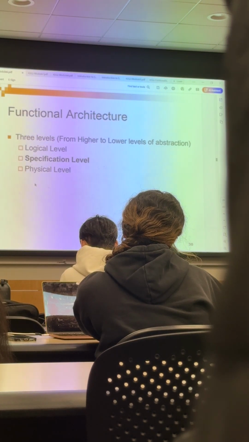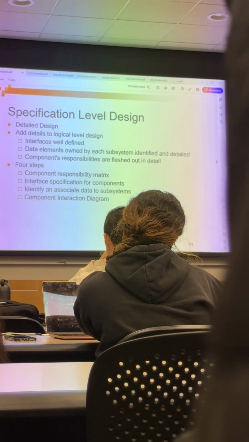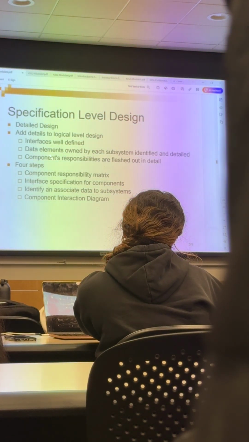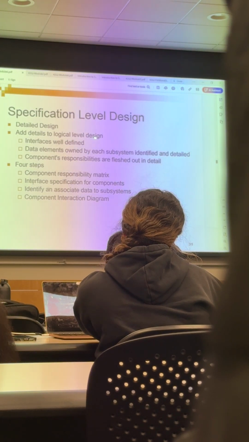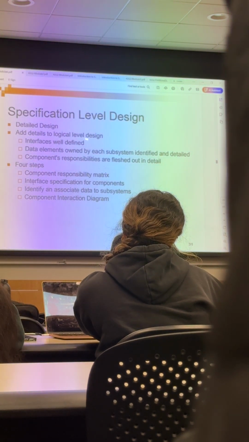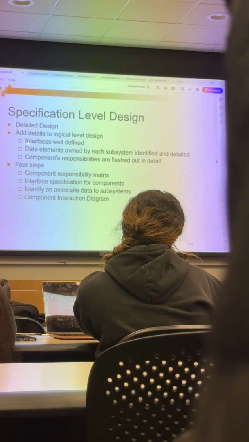And second is specification level. In specification level, we add details to the logical level design. So now we're going to define the interfaces. We're going to go down all the way to the data level. We're going to go through each component and then assign it responsibilities. So there are different steps in your specification level design. Okay. So what are these?